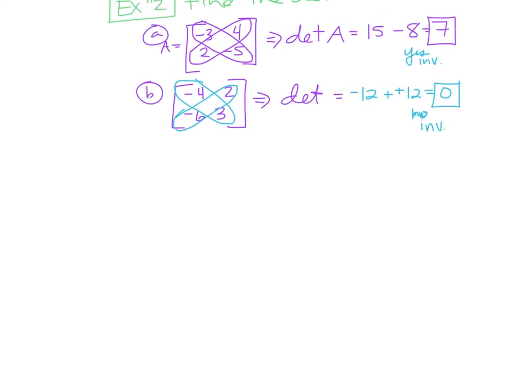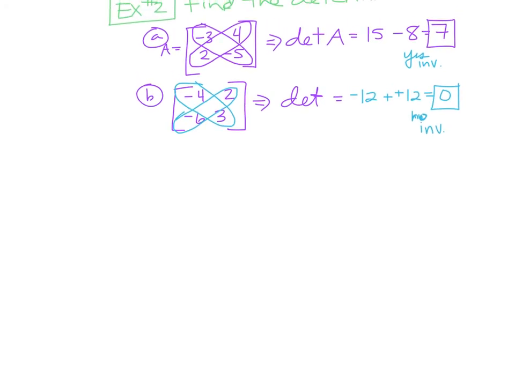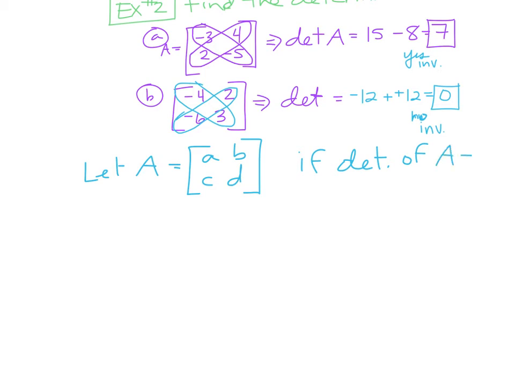Okay, so let's move on from here. We're going to say let A equal that same matrix that we were just using, A, B, C, and D. As long as the determinant of A does not equal 0, okay, so as long as your determinant is something other than 0, we can find the inverse using the determinant.